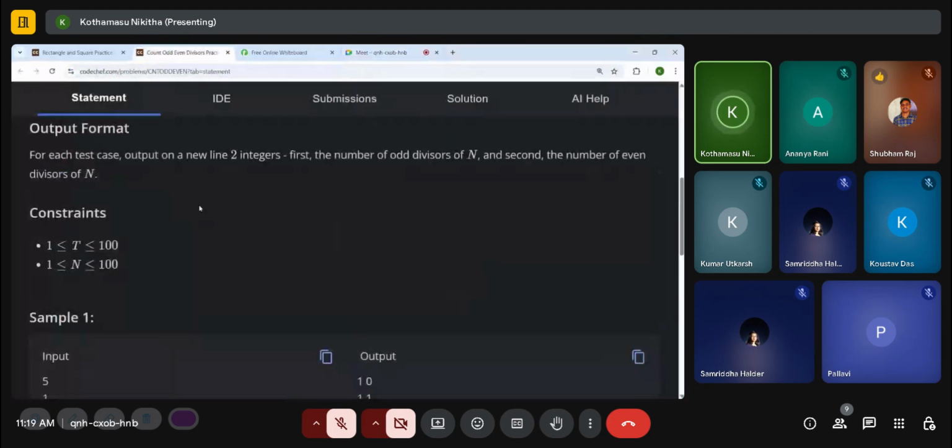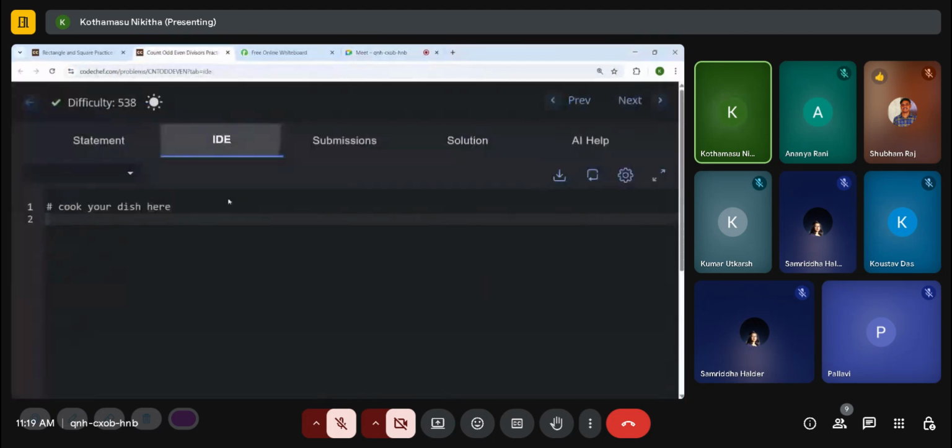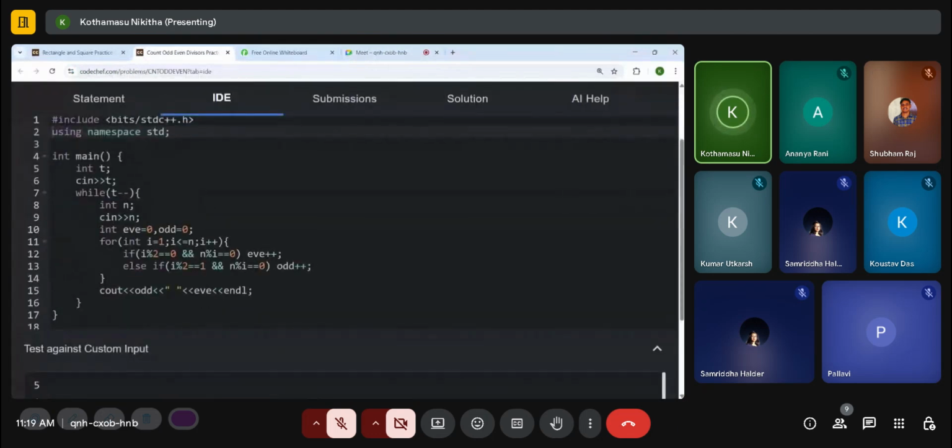It is very easy. For the coding part, we will be taking two counts, even count and odd count. We will be traversing through a loop from 1 to n. If it is an even number, we will be checking if it divides n. Then it is an even divisor, so we will be incrementing it. If it is an odd number and divides n, then it is an odd divisor. After that we'll be printing the odd and even count. Am I clear?